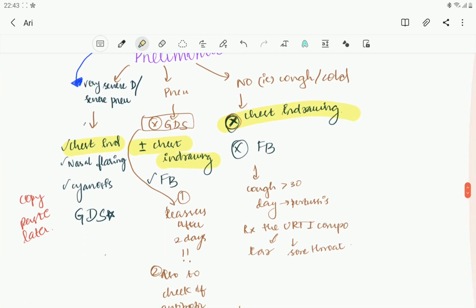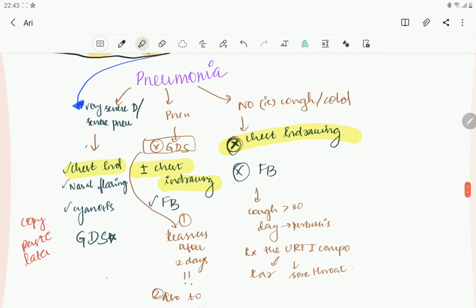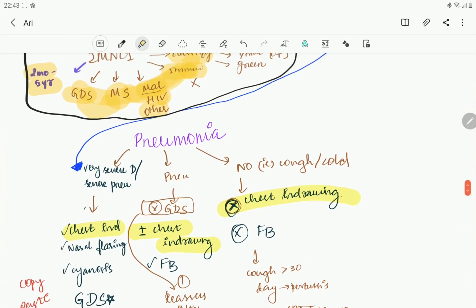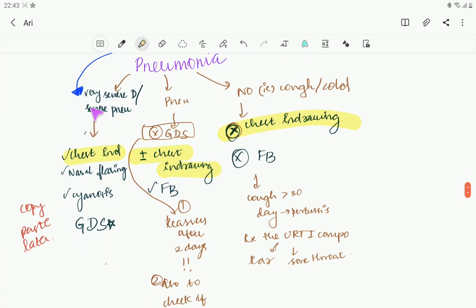So this is how the severity of pneumonia is classified when it comes to the age 2 months to 5 years. Okay. So what I said earlier, very severe disease or severe pneumonia. And one more thing that we have to remember is the classification of severity of pneumonia is based on chest indrawing.